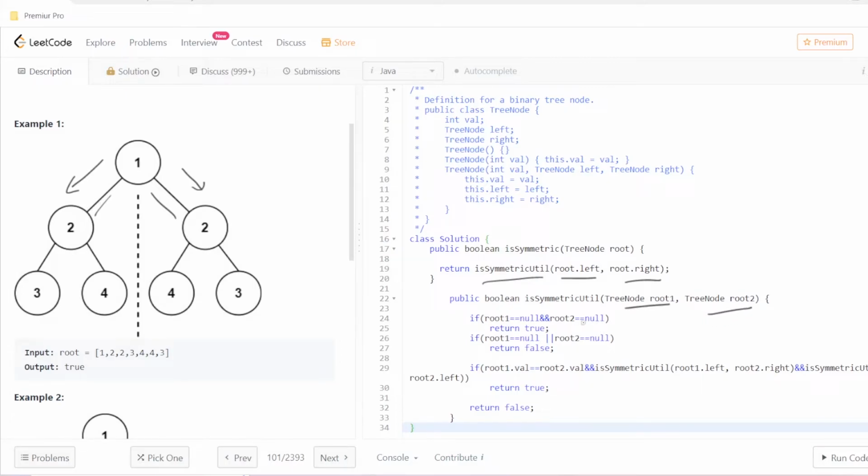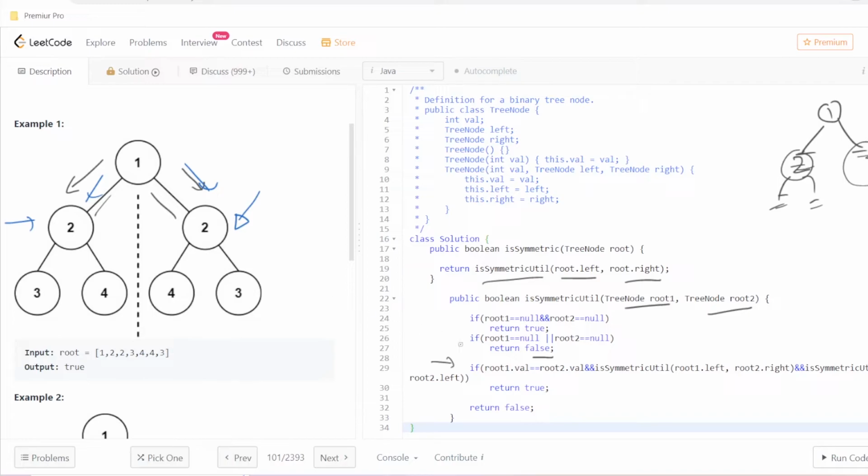If both the values are null, something like this, it's symmetric, so we'll return true. If only one of them is null, something like this, because we are not able to move to this node since there is no path here, we'll return false. Now once we reach this point, that means we are able to make a movement, we are able to move an equal distance in the tree.